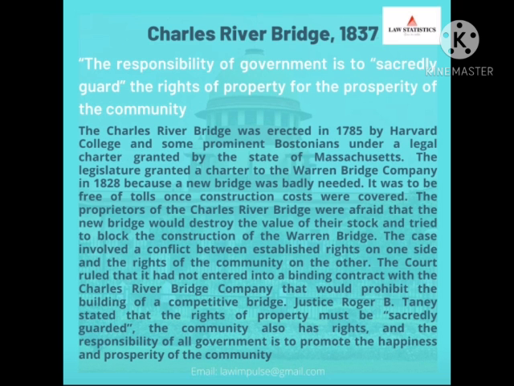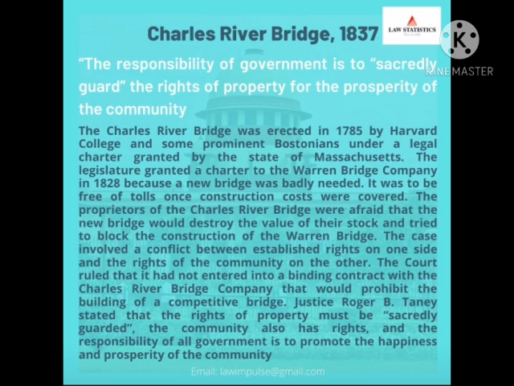Also, in the case of Charles River Bridge 1837, it was held that the responsibility of the government is to sacredly guard the rights of property for the prosperity of the community. Also, the court here said that the responsibility of all government is to promote the happiness and prosperity of the community.